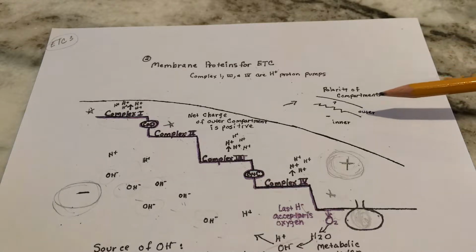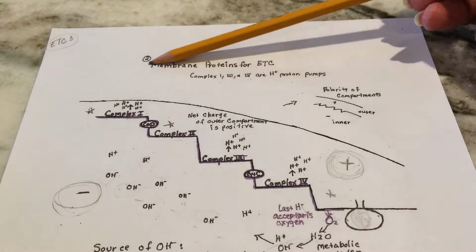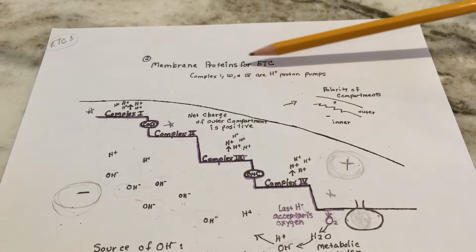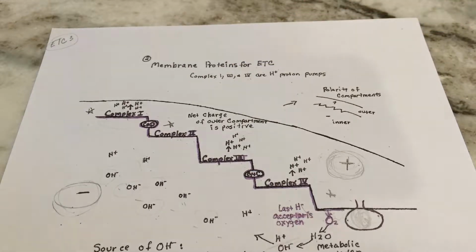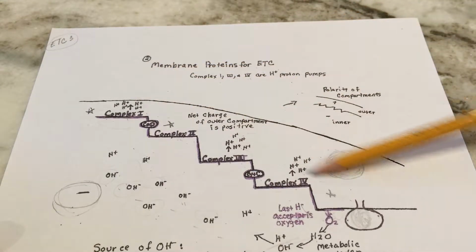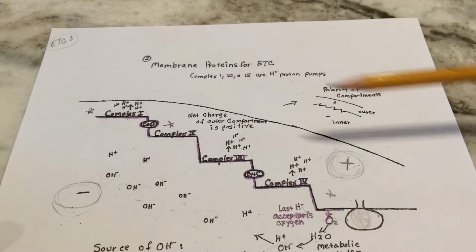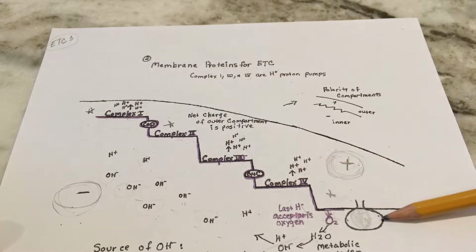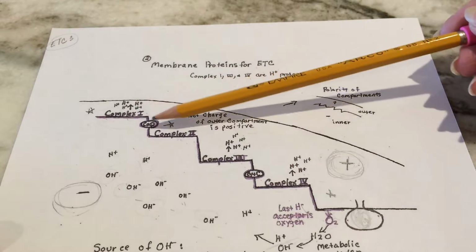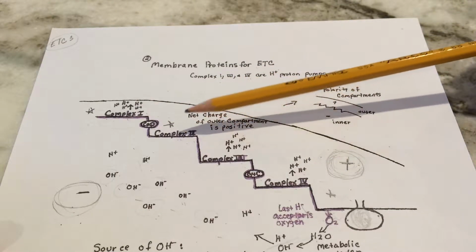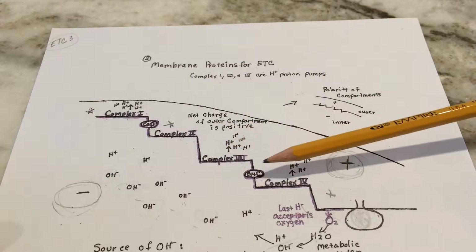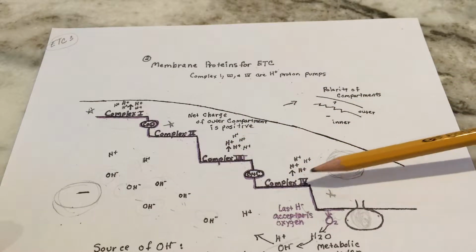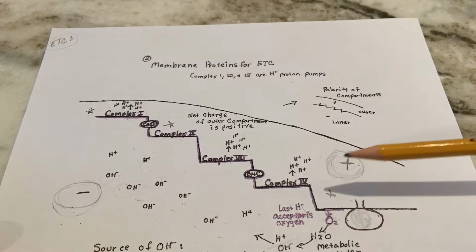If you'll get your second diagram that's got the number 2 and it says membrane proteins for ETC. These are the proteins that are in the gradient that the electrons pass down. Complex 1, CoQ, complex 2, complex 3, cytochrome C, complex 4, and lastly oxygen.